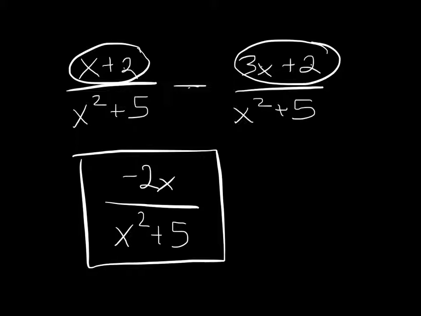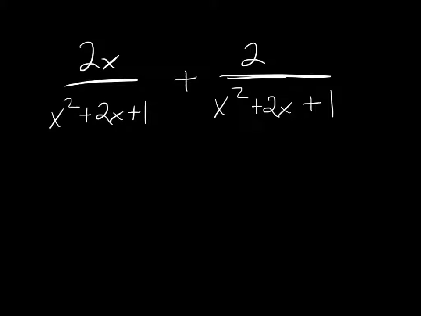Let's try our third example, which looks something like this. 2x over x squared plus 2x plus 1 plus 2 over x squared plus 2x plus 1. Now again, very helpful that our denominators are exactly the same. We'll have to do something with those a little bit later on, but they're the same denominator. So we'll just add our two numerators together and get a new expression.